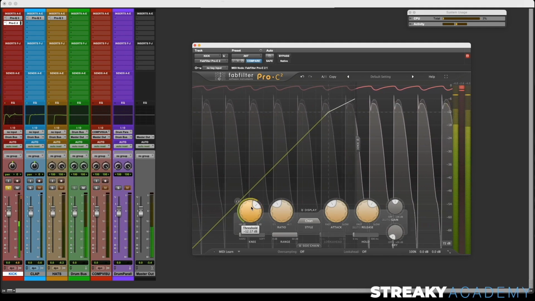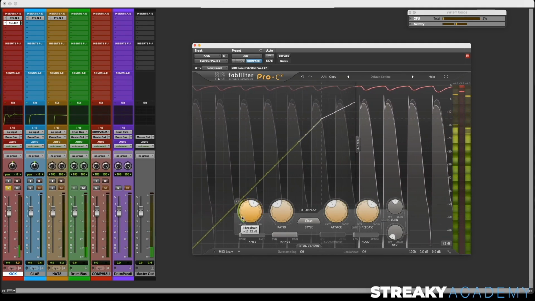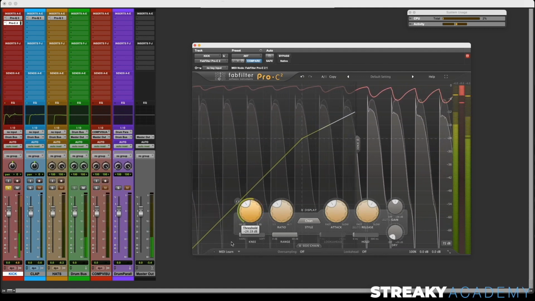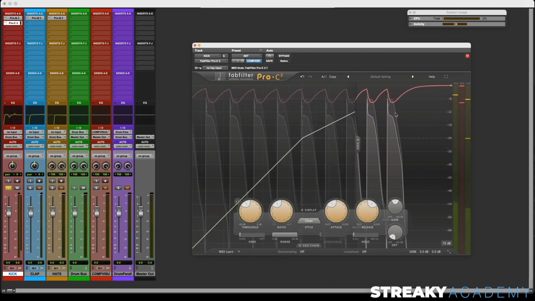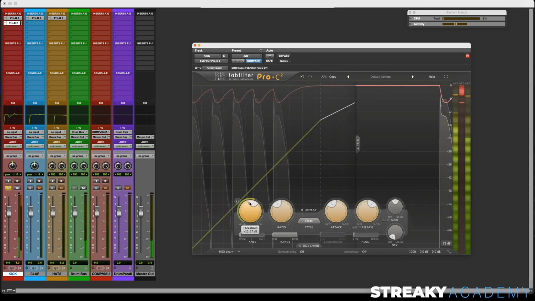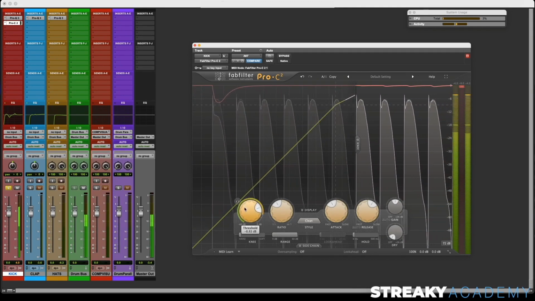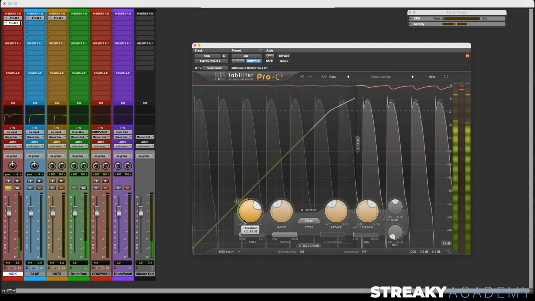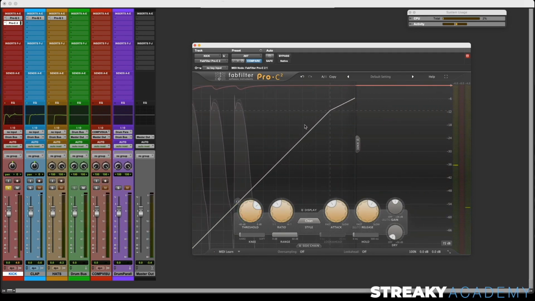If I lower the threshold, more of that kick drum signal will be detected by the compressor. As you can see now, all of this signal here is being compressed, whereas before, if I lift the threshold, all we're doing is getting rid of those initial peaks. Remember, anything below the threshold line does not get compressed. It is not detected by the compressor and it gets untouched.